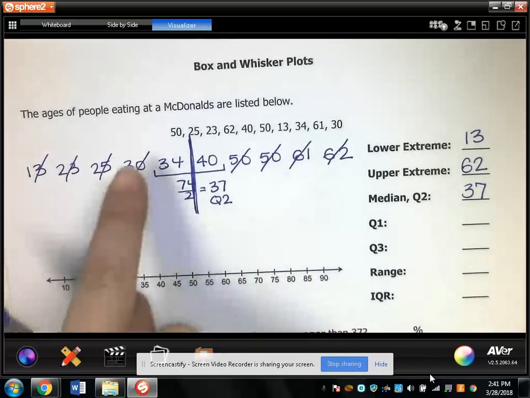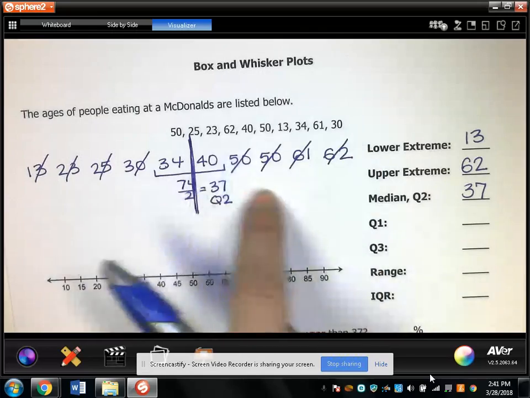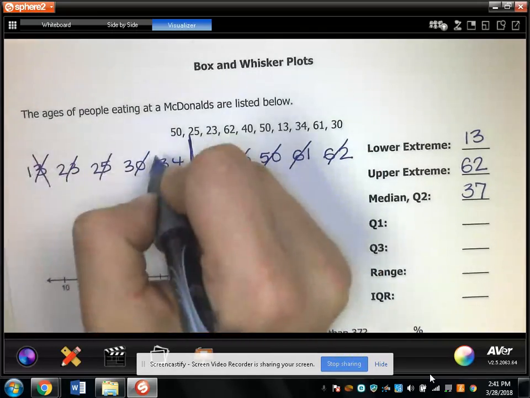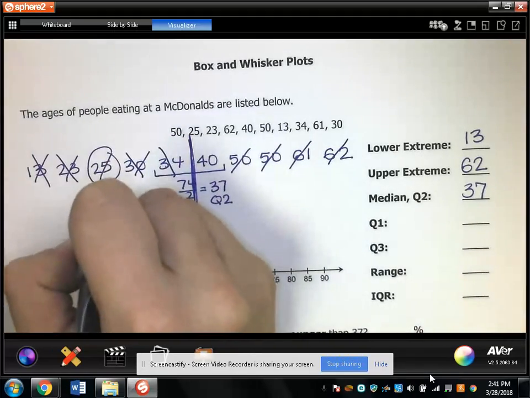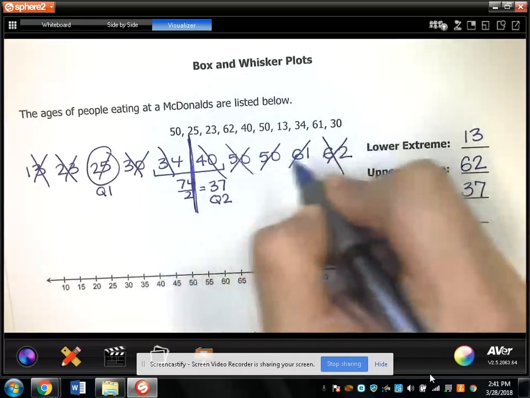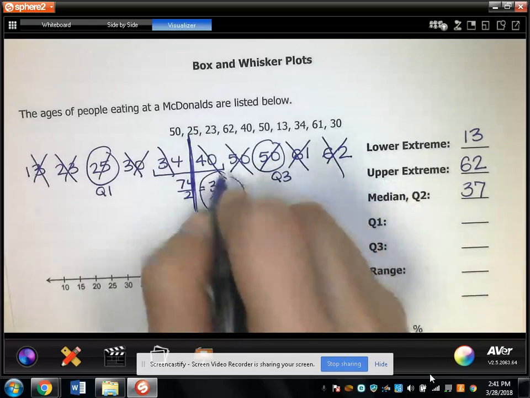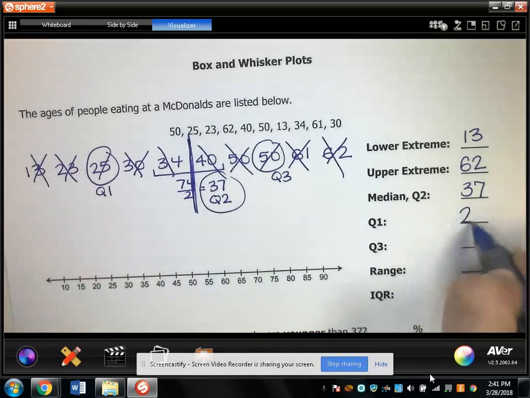What you do next is you find the median of the left-hand side, then find the median of the right-hand side. So the median of the left-hand side is 25. We're going to call that Q1. The median of the right-hand side is 50. We're going to call that Q3. So we have Q1, Q2, and Q3. So Q1 is 25, Q3 is 50.